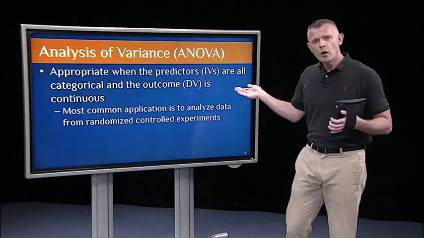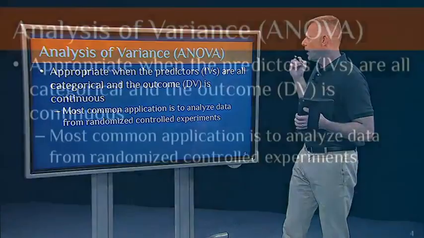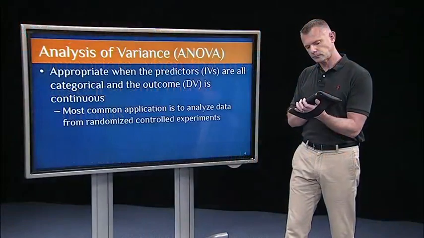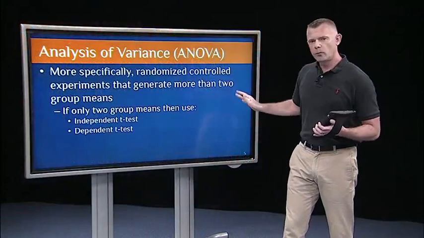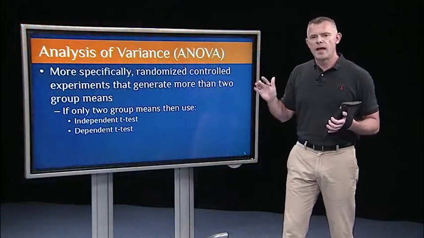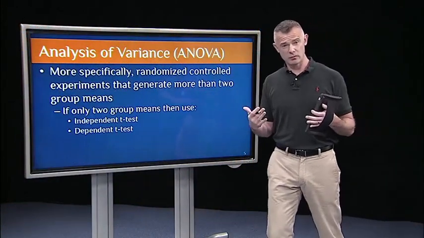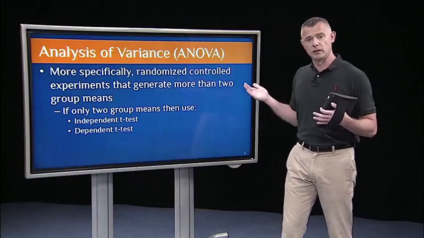So ANOVA is most appropriate when you have multiple predictors. You could have one predictor, you could have multiple predictors that are categorical, and the dependent variable is continuous. And its most common application is for experimental research, but it can be used in non-experimental contexts as well. So if we're conducting experimental research and more than two group means are generated and we want to compare those group means, then we'll engage in ANOVA.